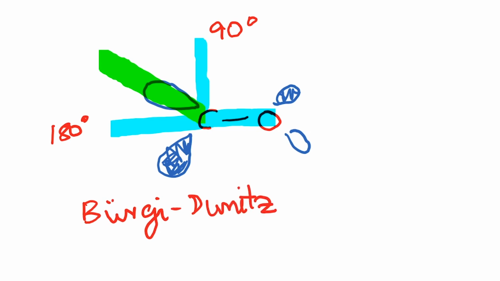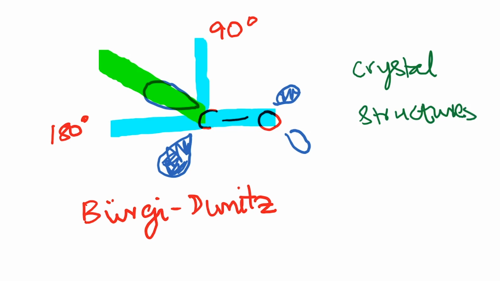Okay, these two guys actually did a lot of work on this, right? So what they did was they went and looked at crystal structures of carbonyl compounds, and not just carbonyl compounds, but carbonyl compounds which were crystallized with nucleophiles, C double bond O, and in the presence of nucleophiles. Okay, and what they did was they studied a large number of these compounds, and they found something very interesting.